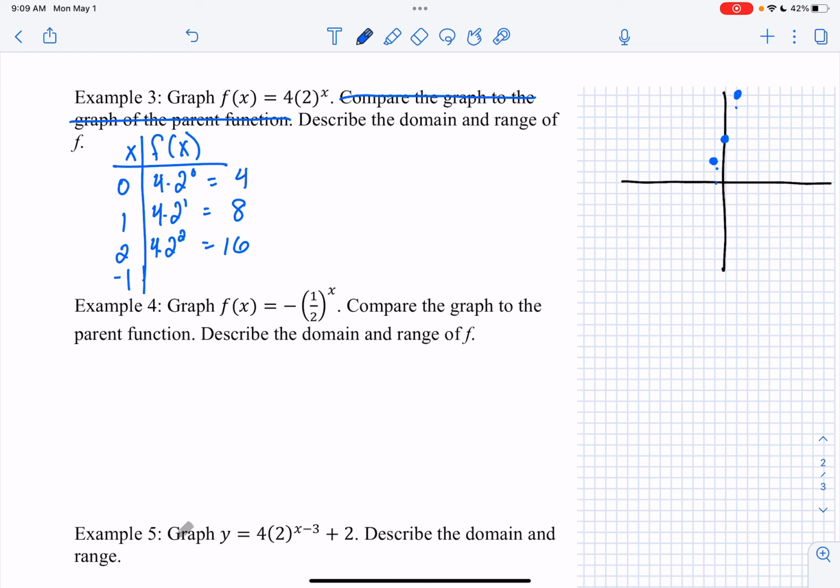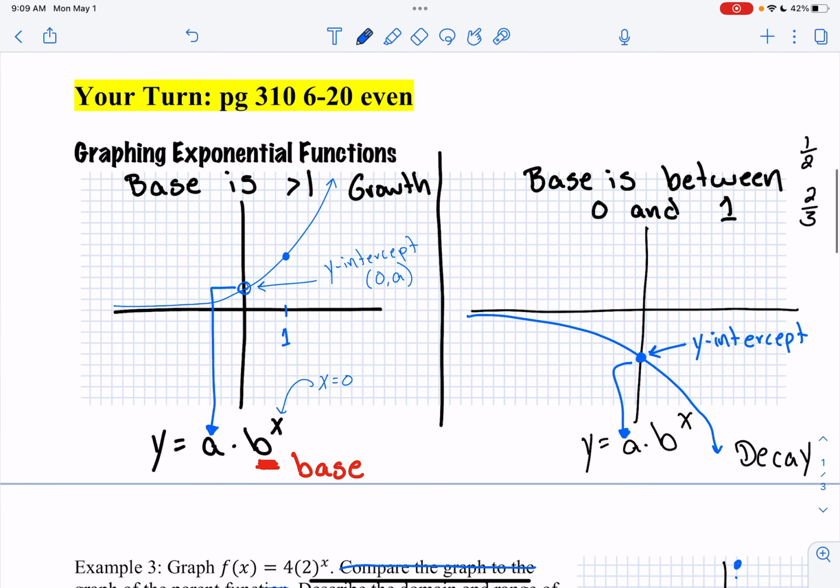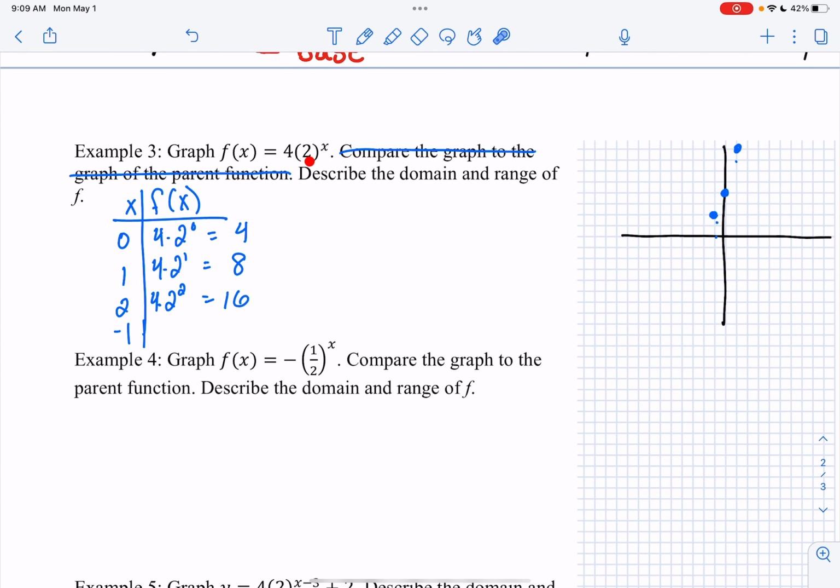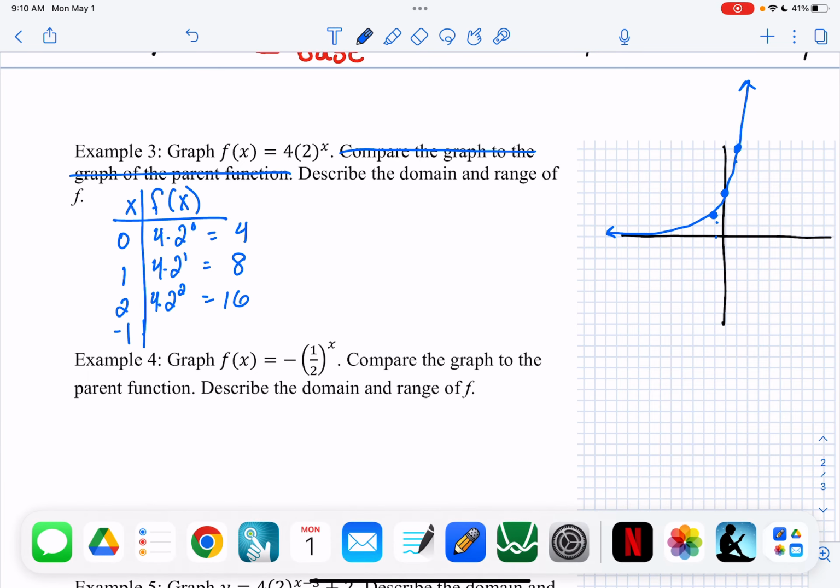Okay, and so basically this graph is going to look like this one right here, because if you notice my base here is 2, which is greater than 1. So it's going to be an exponential growth. So it's going to come up and it's going to grow like that, really steep, really fast.